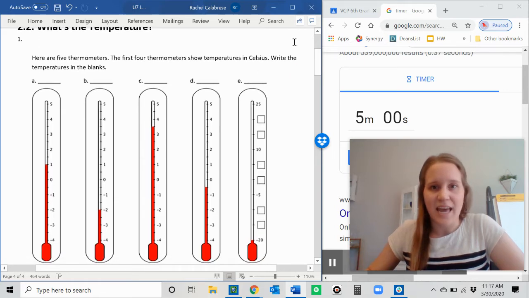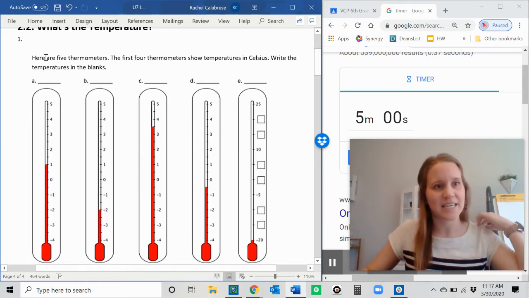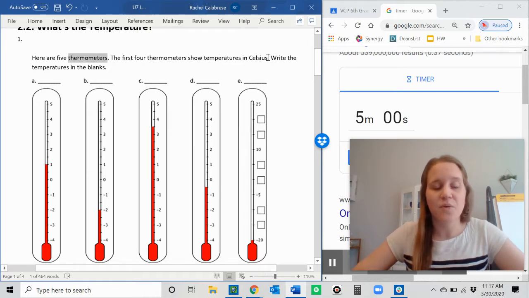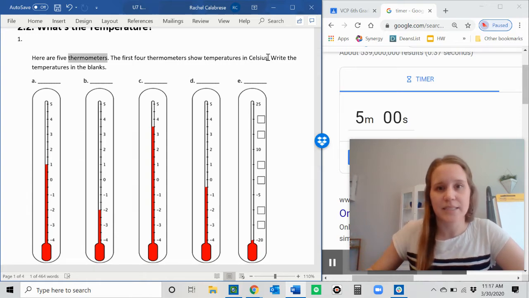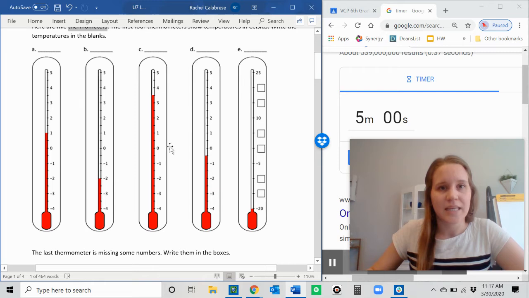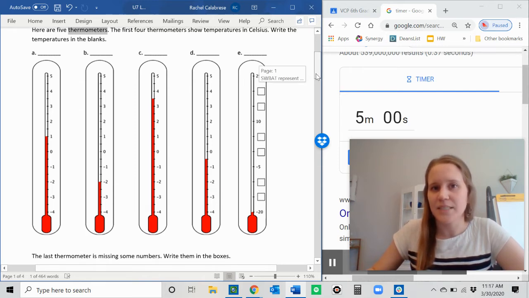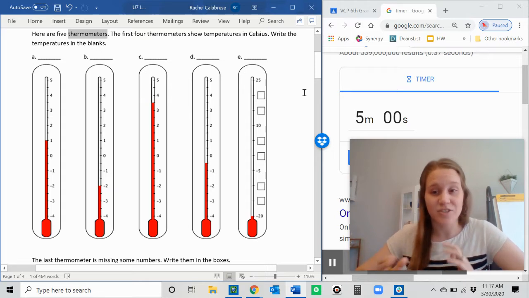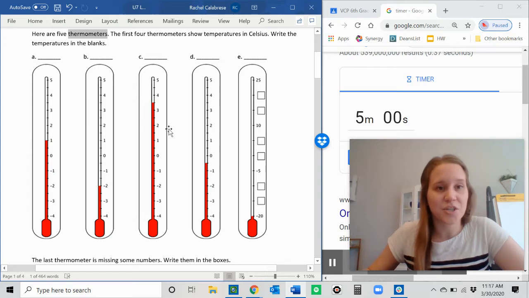All right, take a look at my document, because here are 5 thermometers. Remember, a thermometer measures temperature. The first 4 thermometers show temperatures in Celsius. Write the temperatures in the blanks. It says down here, the last thermometer is missing some numbers. Write them in the boxes. So we'll actually spend most of our time together talking about thermometer D and E because it gets into some interesting negative numbers on a number line stuff. But A, B, and C should be really quick to do on your own.